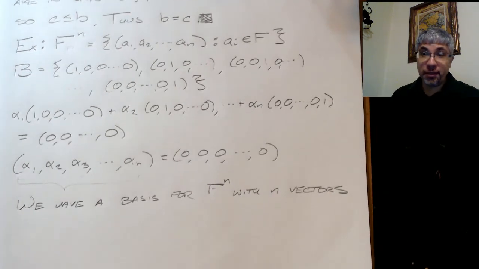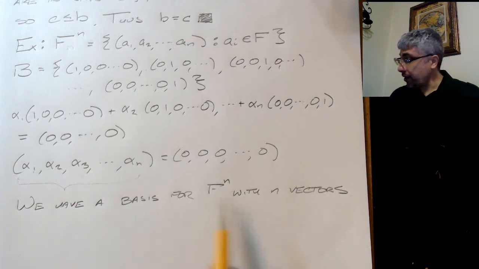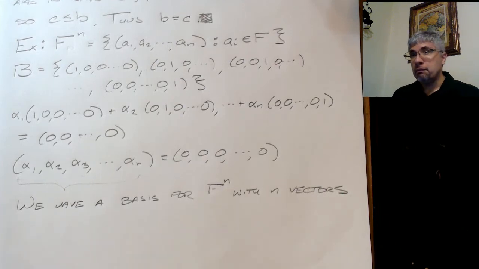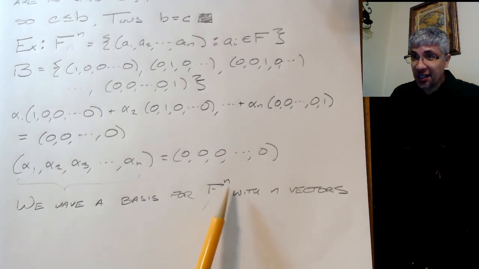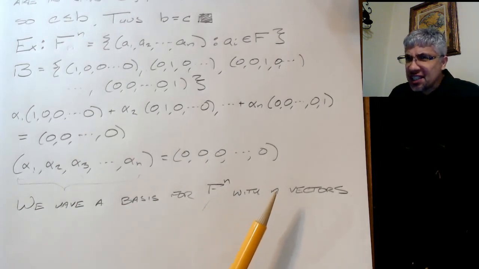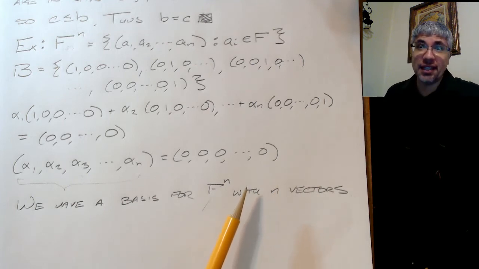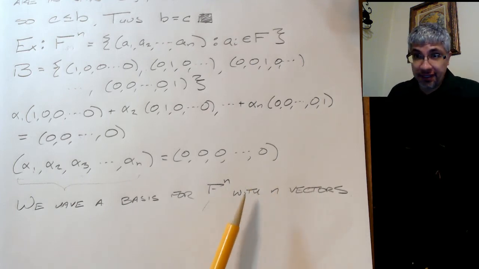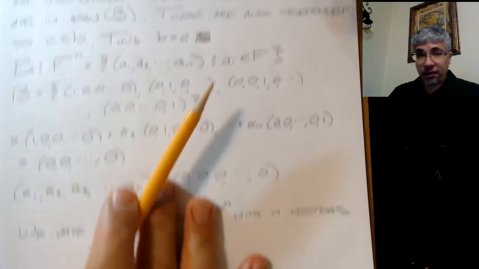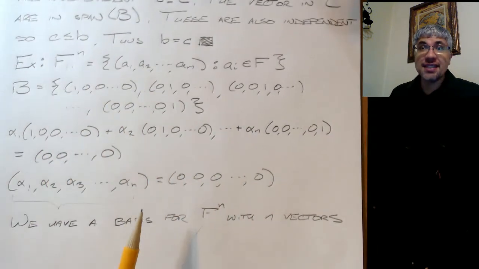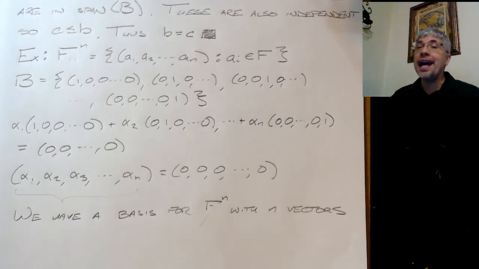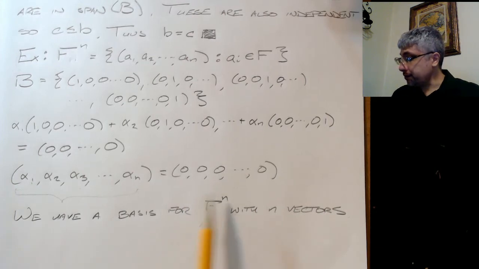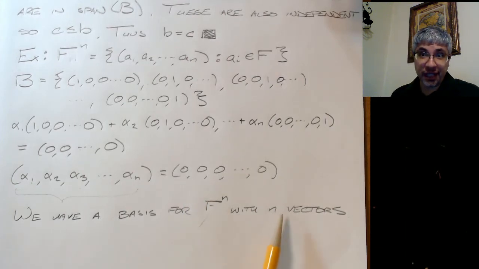Now, is this going to be the only basis for F to the n? I mean, maybe if I'm in a field with only 2 elements and n equals 1, we can really try to force a strange situation. But unless we're doing something like that, no, there's going to be tons of bases out there for this vector space. But this is a vector space that has this as a basis, so therefore any other basis we pick is going to have the same number of vectors. So we're always going to have n vectors.